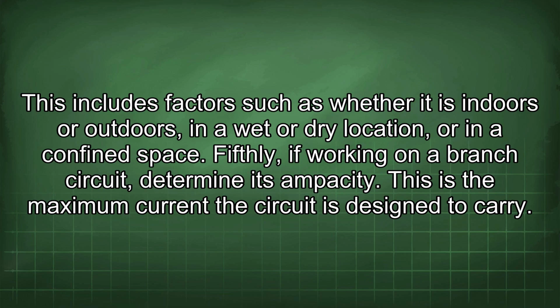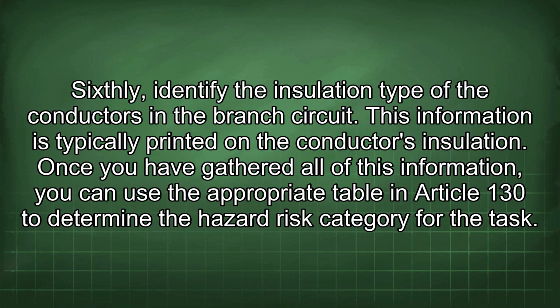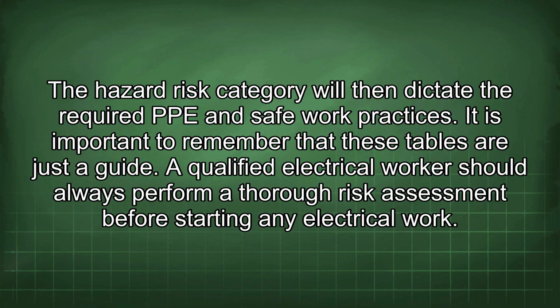This is the maximum current the circuit is designed to carry. Sixthly, identify the insulation type of the conductors in the branch circuit. This information is typically printed on the conductor's insulation. Once you have gathered all of this information, you can use the appropriate table in Article 130 to determine the hazard risk category for the task. The hazard risk category will then dictate the required PPE and safe work practices.